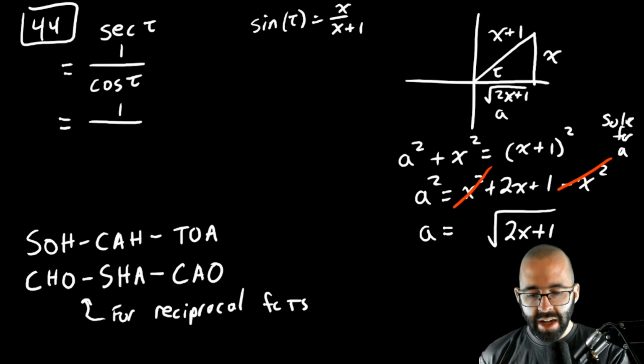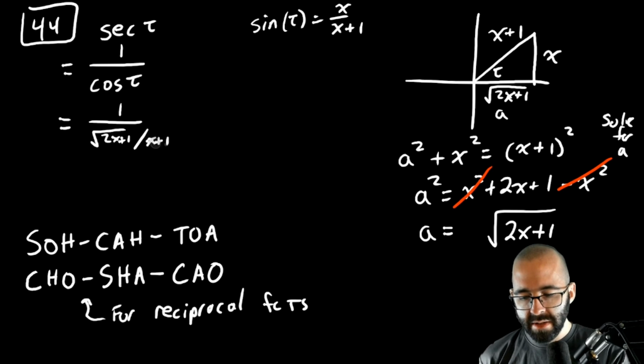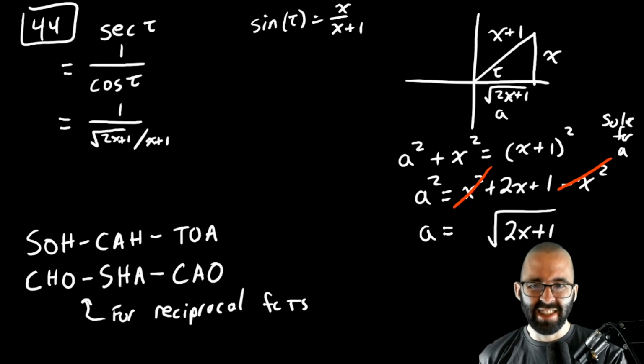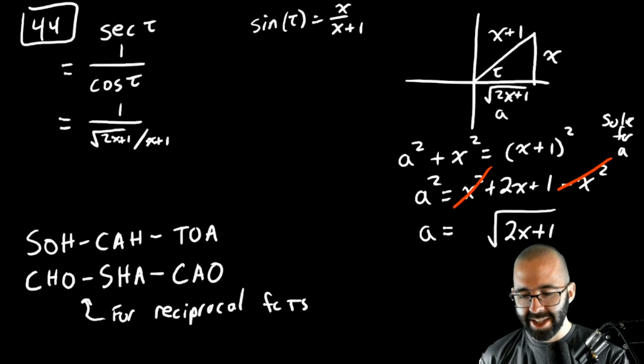So we're going to get 1 divided by cosine. That's going to be the reciprocal of cosine. And cosine is going to be the square root of 2x plus 1 divided by x plus 1. Yeah, all right, secant would have been easier. We should have just done hypotenuse over adjacent.